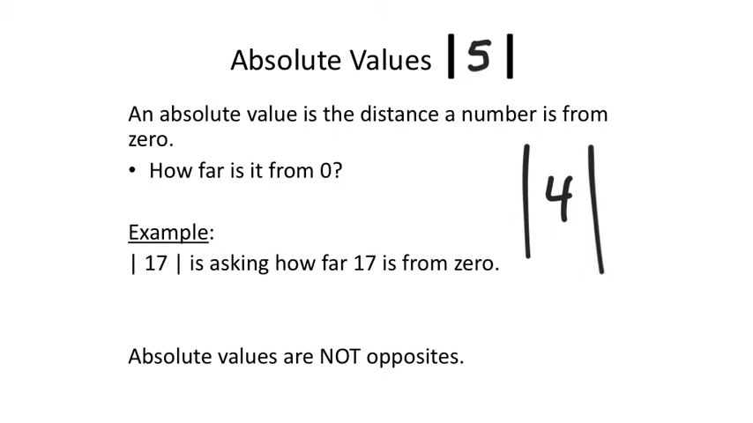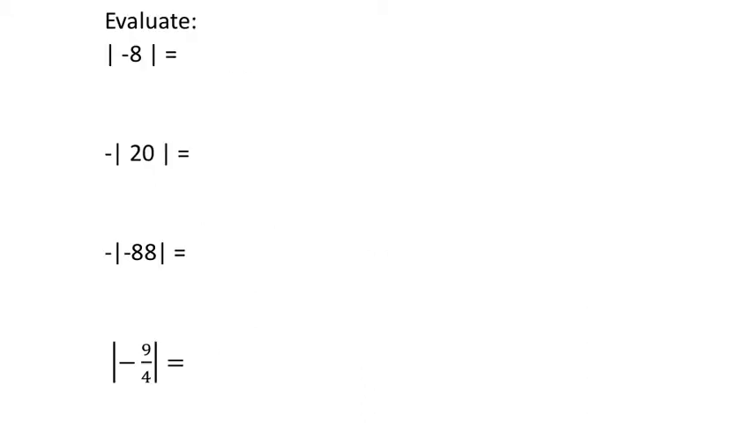Students start saying, well, it's an opposite, right? No, it is not an opposite. Absolute values are distances from 0, which means that they should always come out as positives. So here we have 4 examples, and yeah, you can have absolute values of fractions, decimals, negatives, positives, doesn't matter. We can always find the absolute value of some numbers.